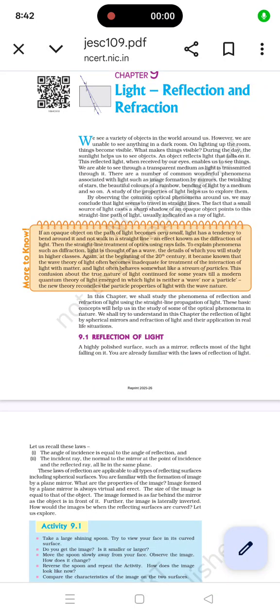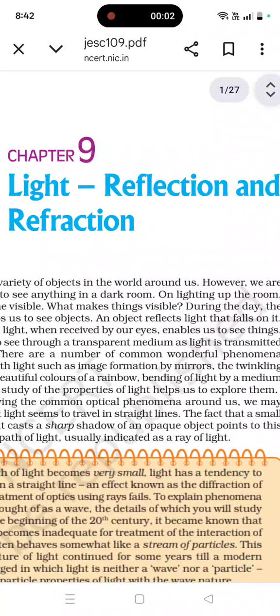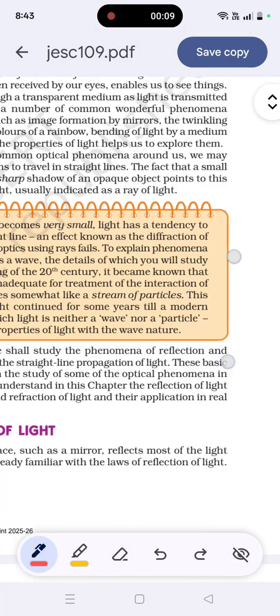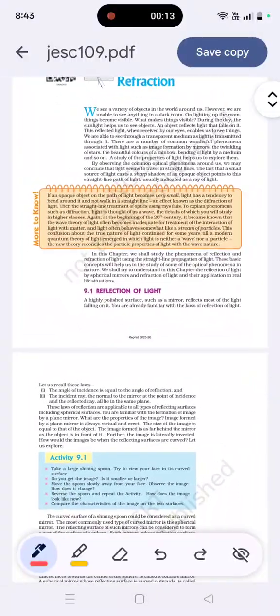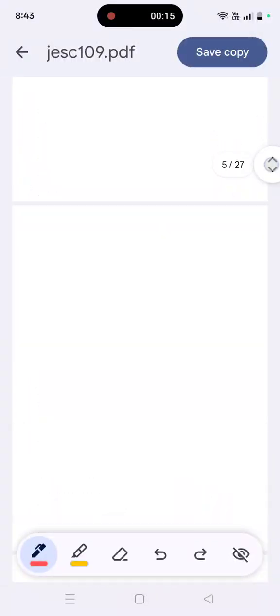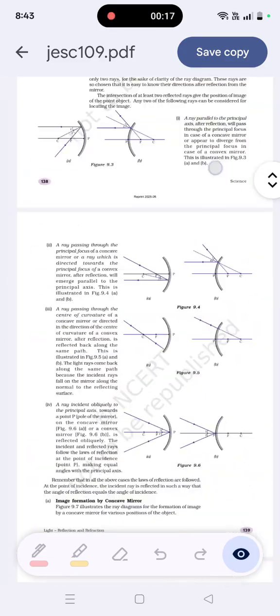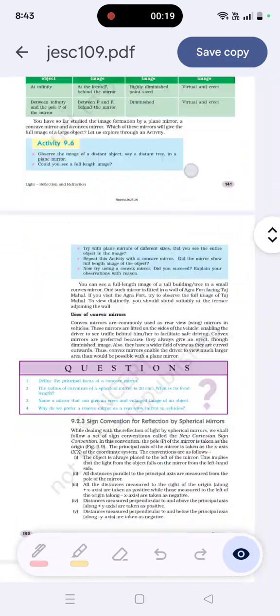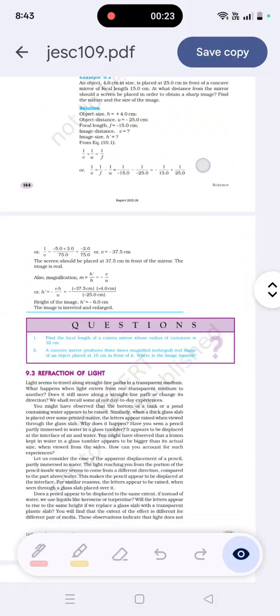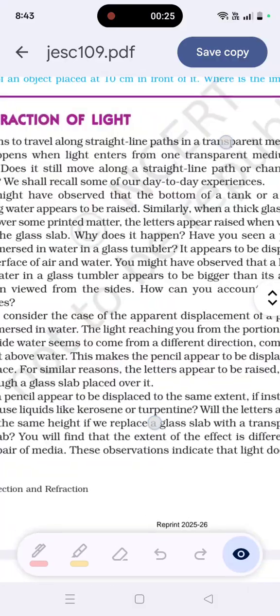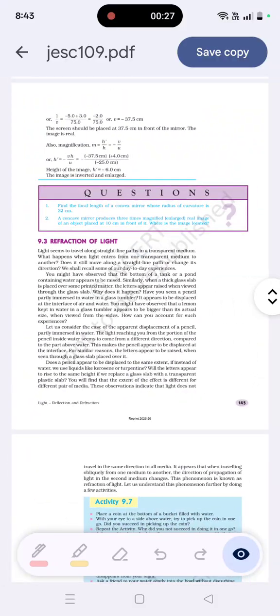Everyone, today we are going to start with the chapter light reflection and refraction. In this chapter we will talk about how light shows reflection. So basically we'll be talking about the mirror. This chapter we will cover till the reflection. Refraction is not in your first PT, so we'll do it afterwards.